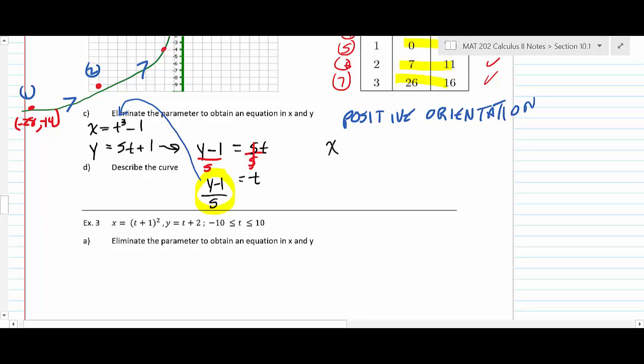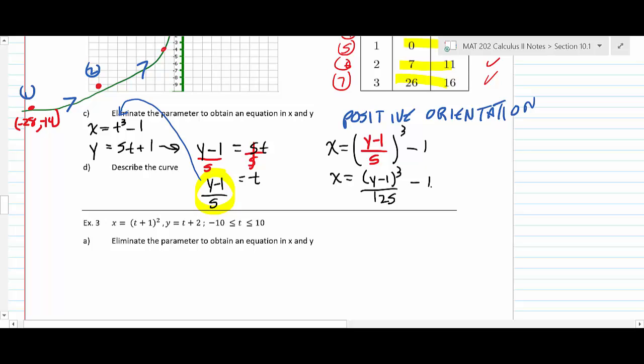So we're going to have x equals t cubed minus 1, where t is (y minus 1) over 5. And then just do whatever basic simplification you can. In this case, I'll just write this as (y minus 1) to the third, over 5 to the third, which is 125. Okay, like that. And then I can subtract 1 from both sides.